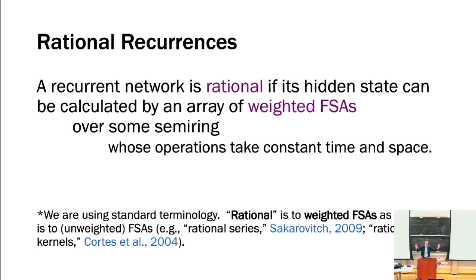Okay, good. Not overclaiming. So we're going to say that a recurrent network is rational if its hidden state can be calculated by an array of WFSAs over some semiring whose operations take constant time and space. So we don't want to pack a whole lot of extra computation, and we don't want to hide extra work in the semiring. We're really trying to limit the class. So we put a name to it, and then we realized that there are many examples of rational recurrences already out there in the literature. They just hadn't been called that before.